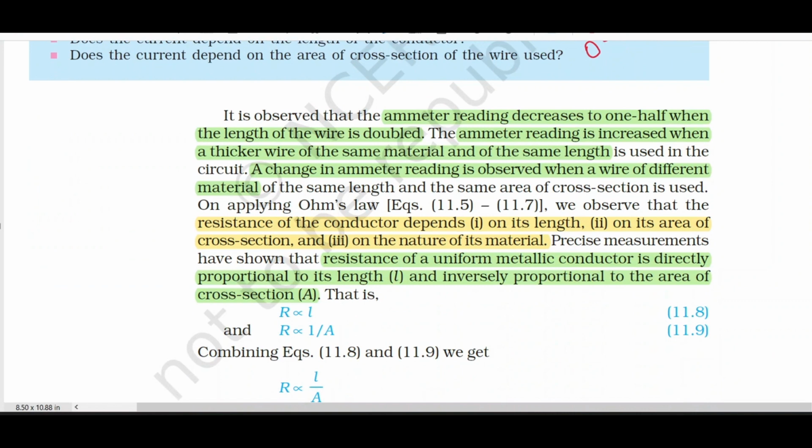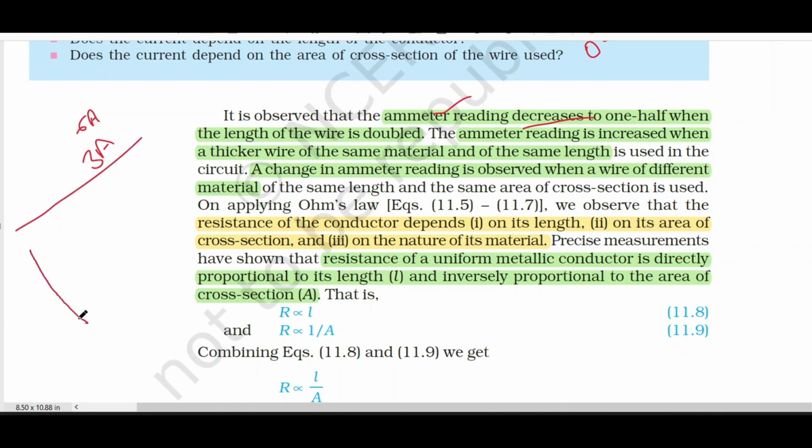So what was observed? It is observed that the ammeter reading decreases to 1/2 when the length of the wire is doubled. मतलब आपका करंट आधा हो गया. अमीटर रीडिंग डिक्रीजेस टू 1/2 मतलब आपका करंट आधा हो गया. तो मान लीजिए पहले 6 एम्पियर फ्लो कर रहा था तो अब सिर्फ 3 एम्पियर फ्लो कर रहा है. कब? जब आपने निक्रोम वायर की लेंथ डबल कर दी. Okay, why is that?